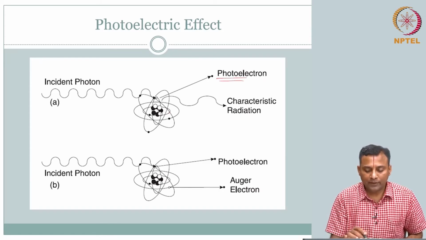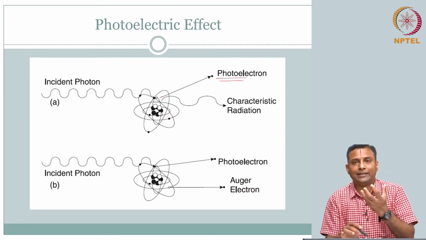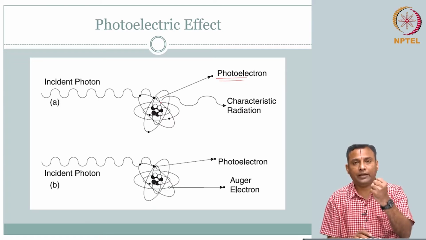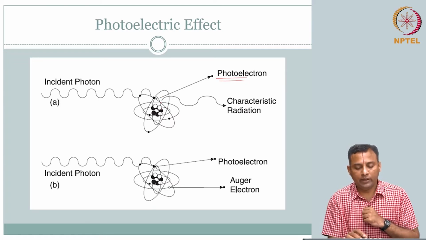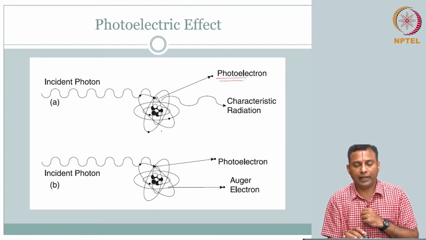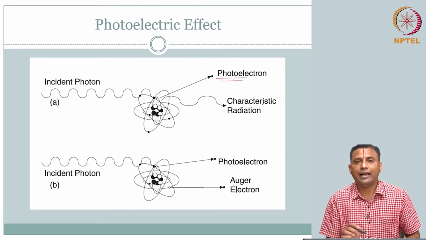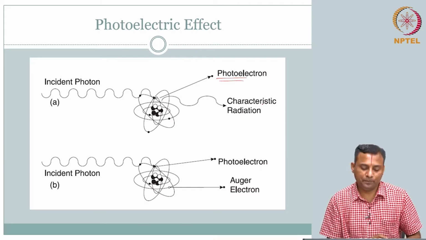So, once that happens, excited state, right, this is ionized. So, it will basically now try to come back to ground state by rearrangement of the electrons from outer shell to inner shell, and that gives you your characteristic radiation.